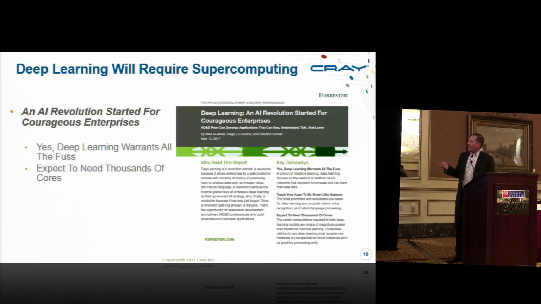So, what does all this mean? Deep learning is worth it. But the other key thing, I think, from an HPC perspective that the Forrester paper calls out is that you should expect to need thousands of cores. This is absolutely an HPC problem.